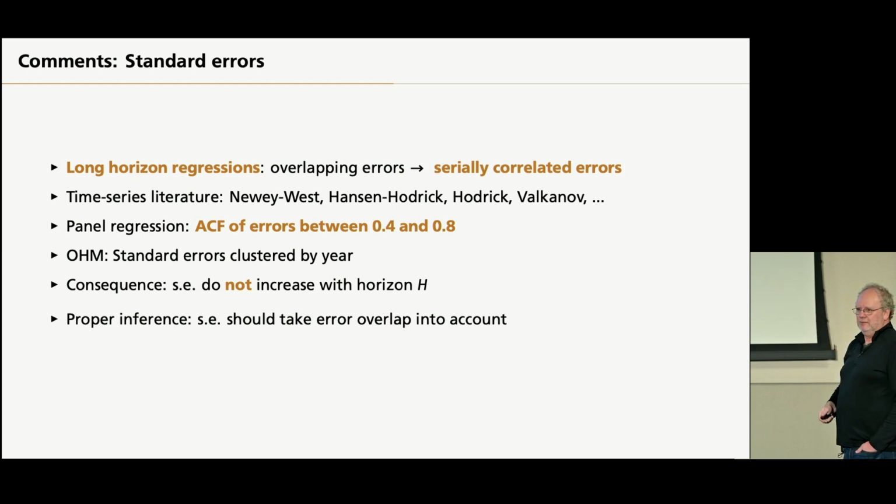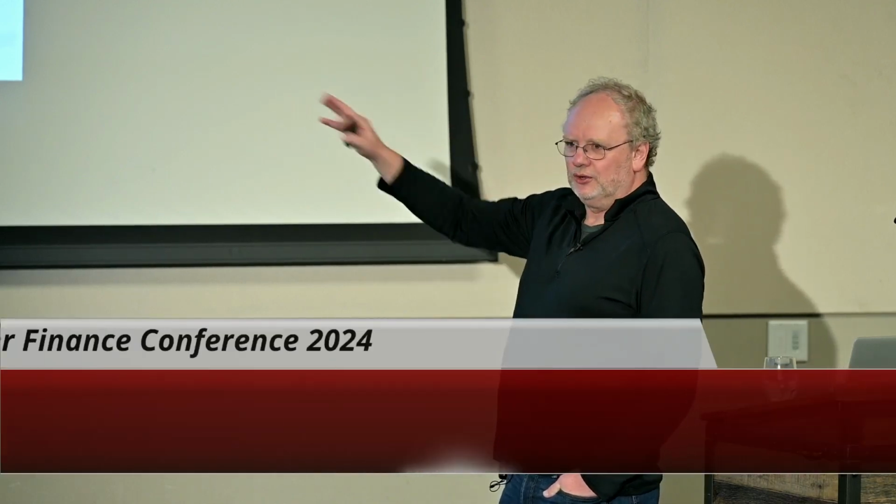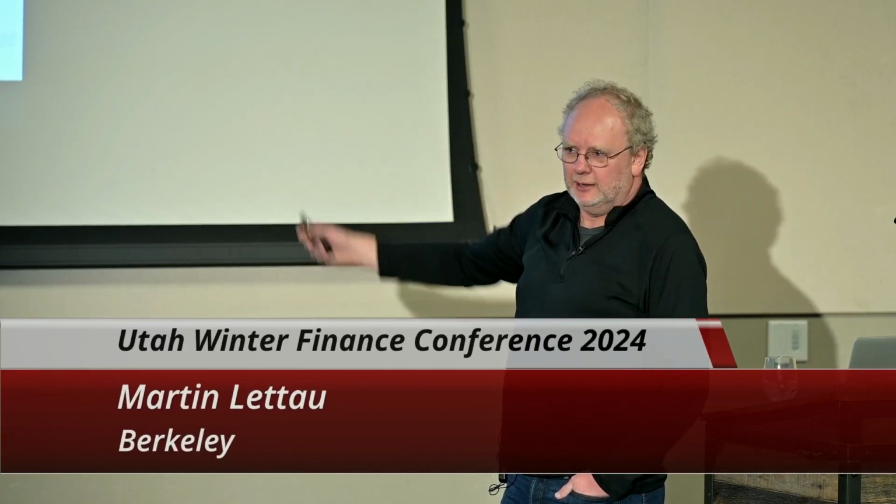I might be wrong. Yeah, we do block bootstrap. Okay, so I come back to that. I was surprised that the standard errors do not increase with the horizon. It's typical in all long horizon regressions that the standard errors increase with the horizon. So you don't get that here. I was wondering why. Okay.